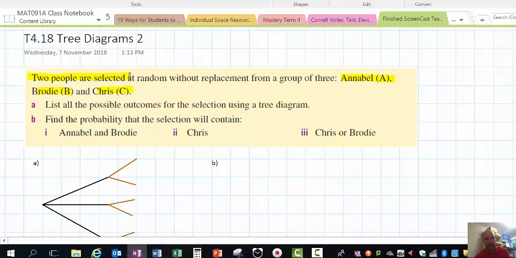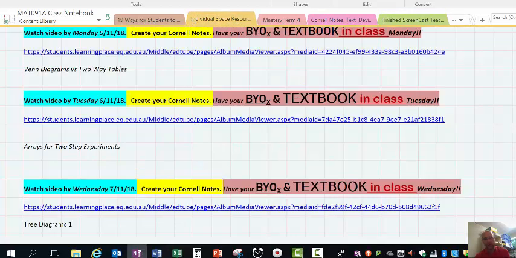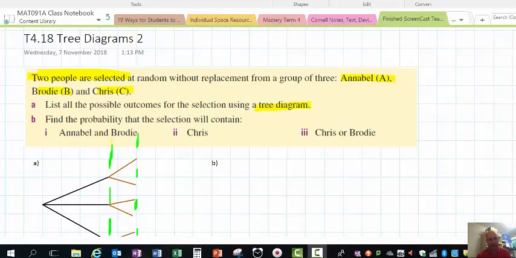So if two people are selected, that means we will need to do a tree diagram with two stages. So two sets of branches. Now remember, we looked at these vertically. So in green you'll see that I've got stage 1 in line there and stage 2 going down that way. Okay, so you see two vertical dotted lines. Alright, and we can do part A. List all the possible outcomes using a tree diagram.